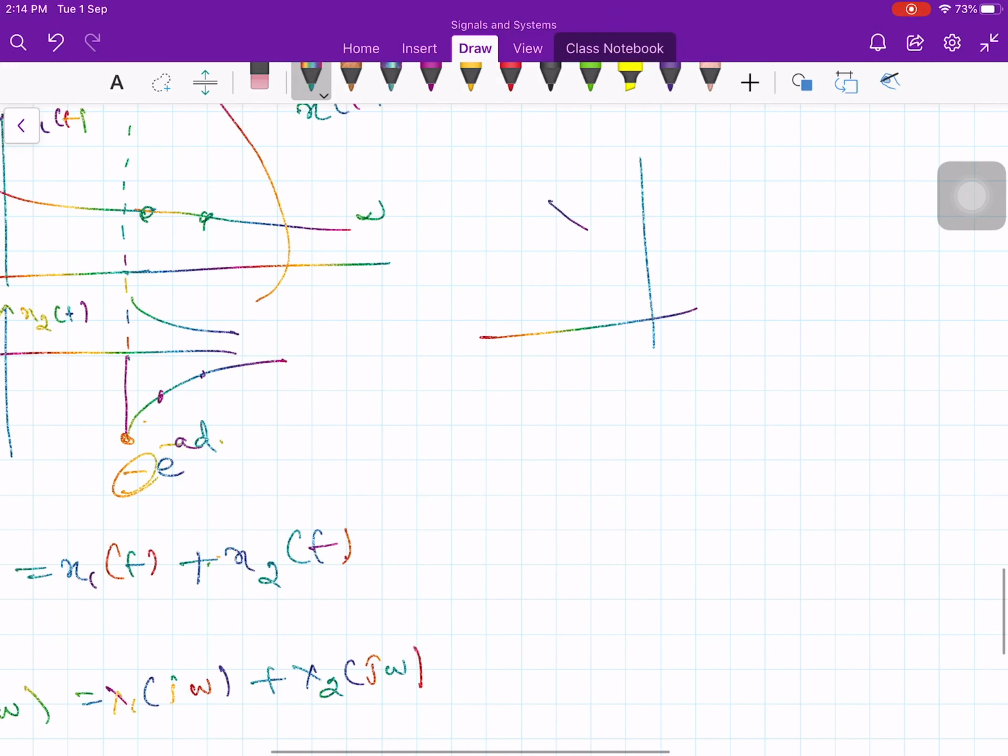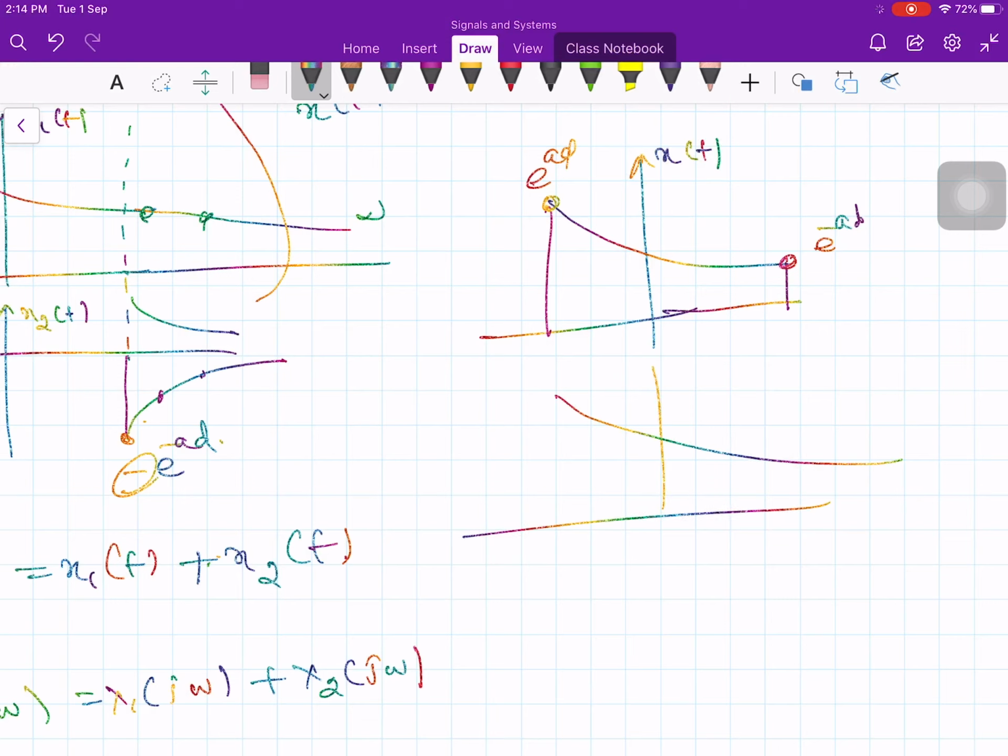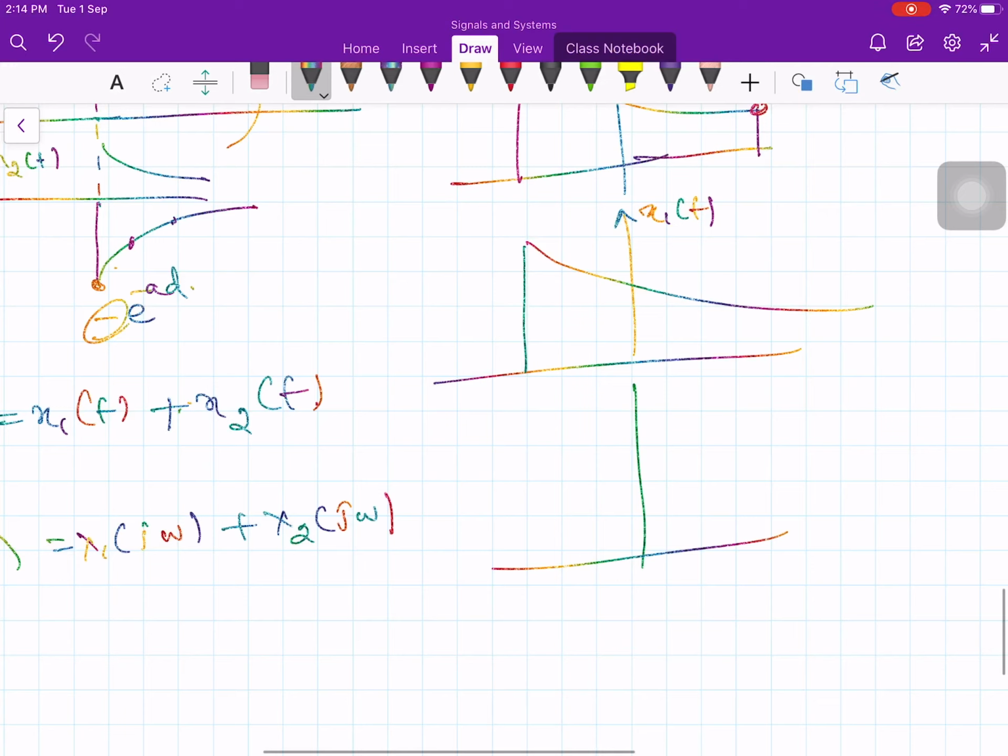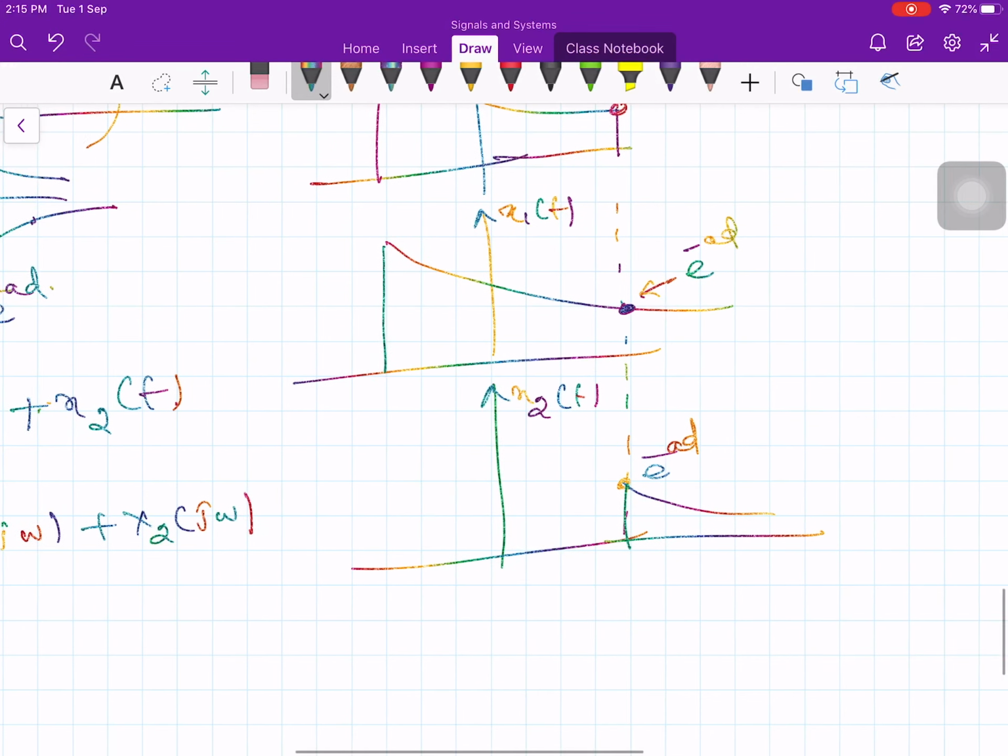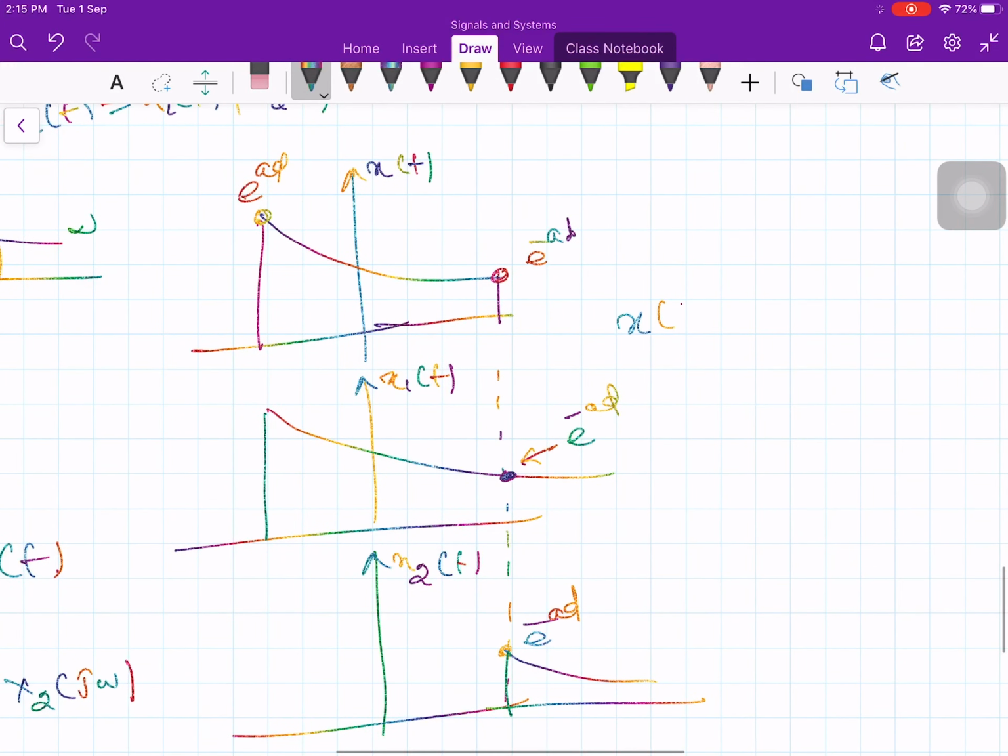Or in other words, you can say, let's say this is my function like this, then e to the ad at this point, and this point is e to the minus ad, then this is my x of t. Then you construct a signal like this, x1 of t, then you construct another signal like this. By the way, what is this point? This point is e to the minus ad times this, the amplitude is e to the minus ad, and this also e to the minus ad. Okay, x2 of t. Now what is x of t? X of t is equal to x1 of t plus x2 of t.